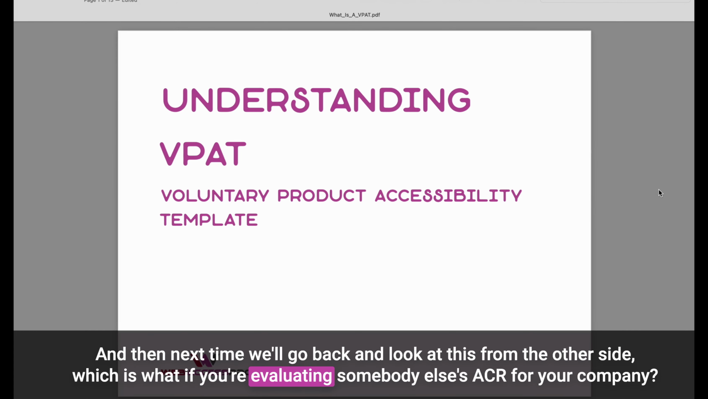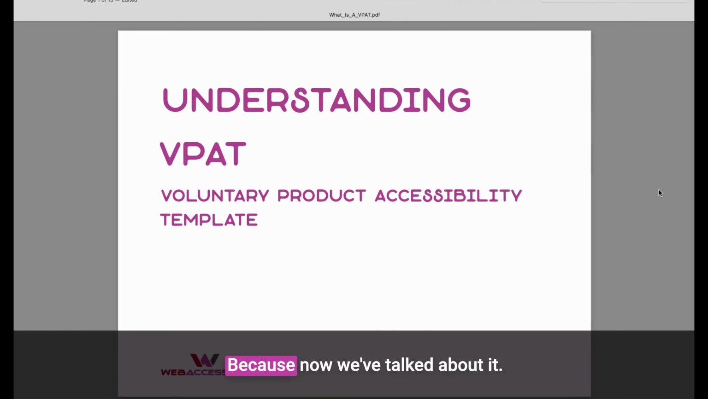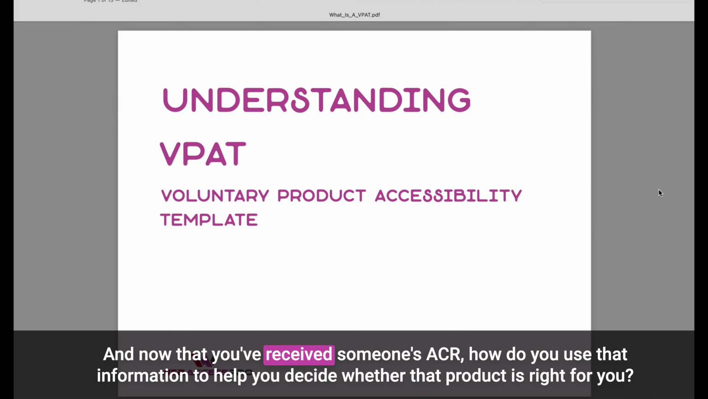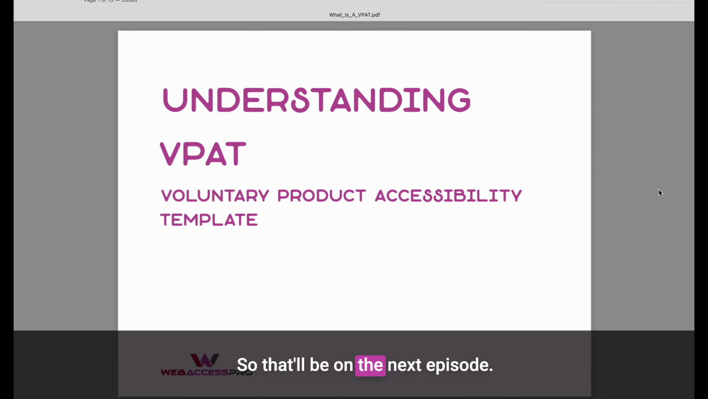And then next time, we'll go back and look at this from the other side, which is what if you're evaluating somebody else's ACR for your company? Because now we've talked about it. If you're going to use a third-party addition to your website, you may want to request an ACR from that product that you want to add to your website. And now that you've received someone's ACR, how do you use that information to help you decide whether that product is right for you? So that'll be on the next episode.